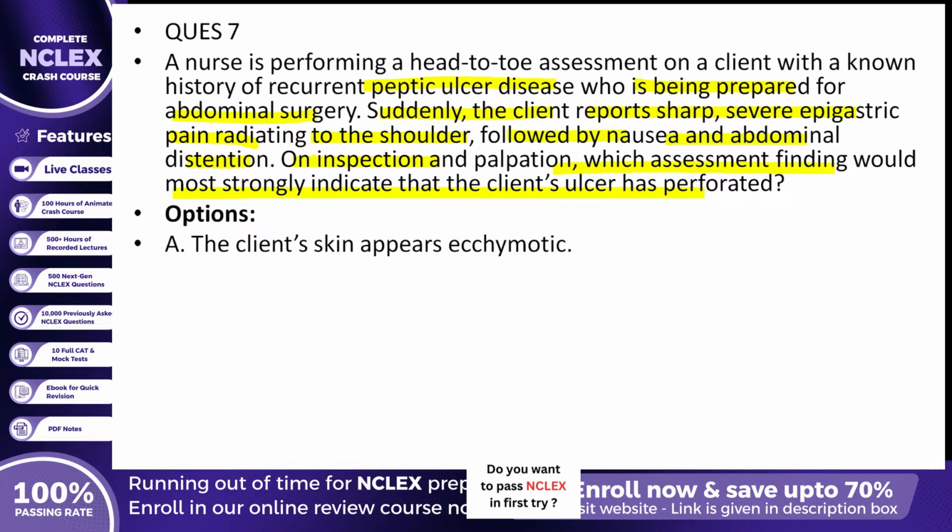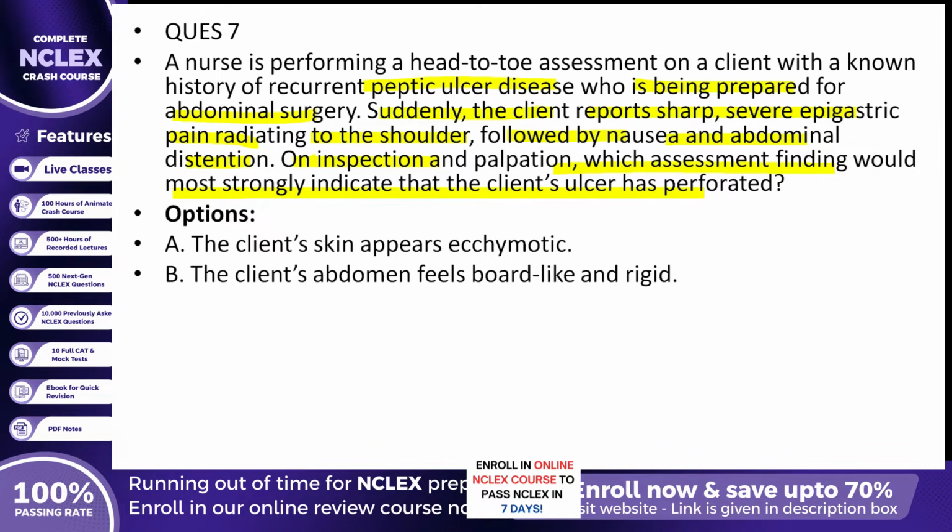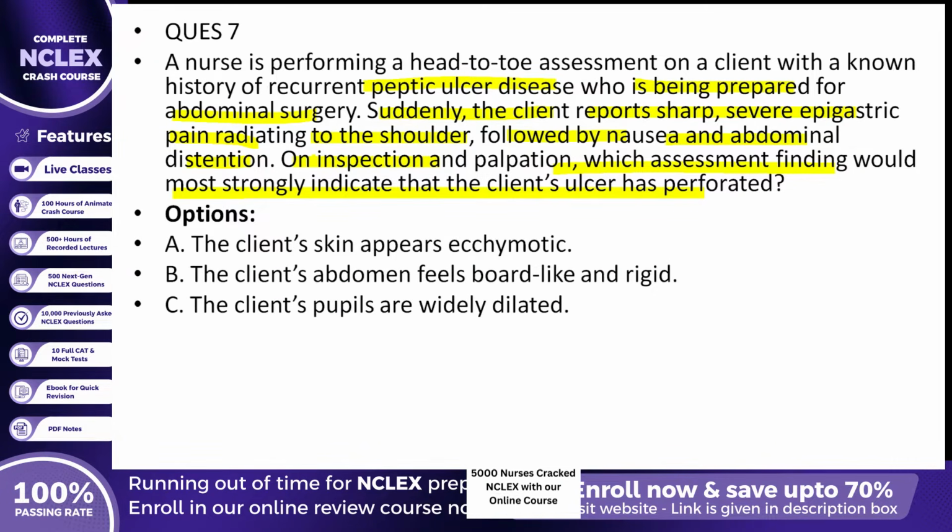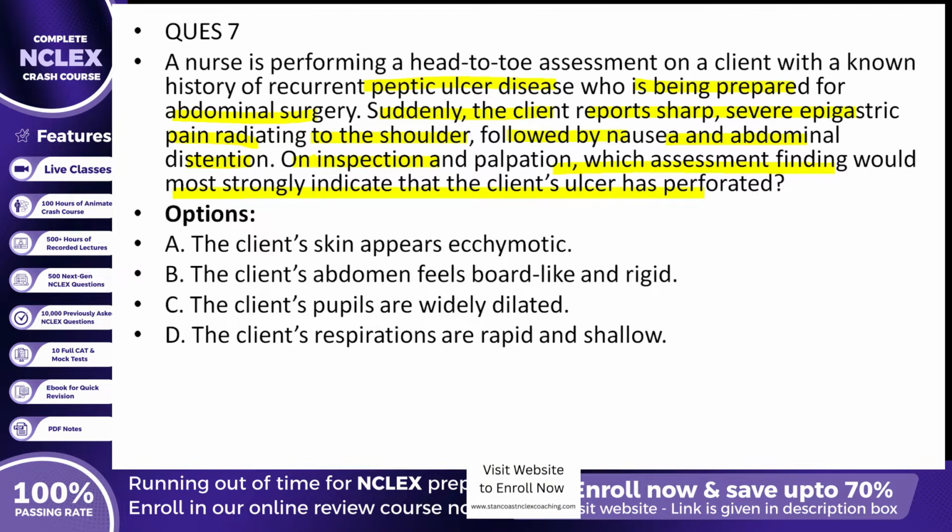Option A states that the client's skin appears ecchymotic. Option B describes the client's abdomen as board-like and rigid. Option C notes that the client's pupils are widely dilated. Option D reports that the client's respirations are rapid and shallow.